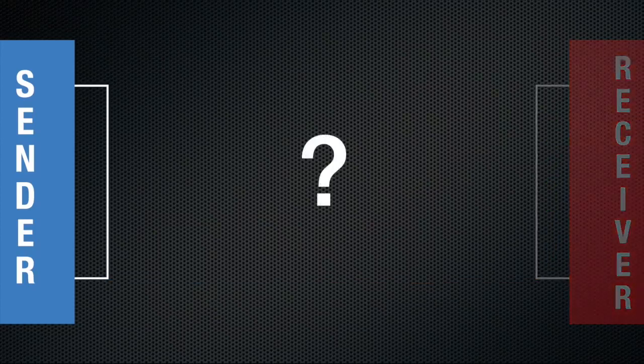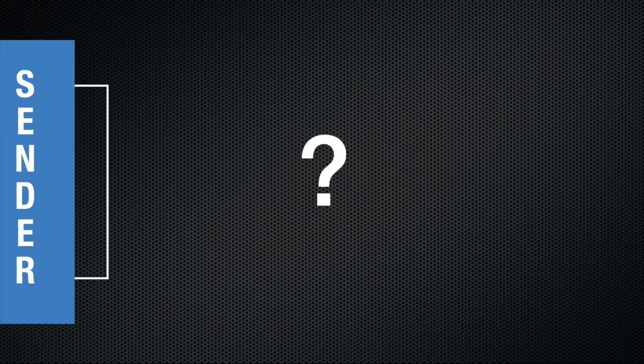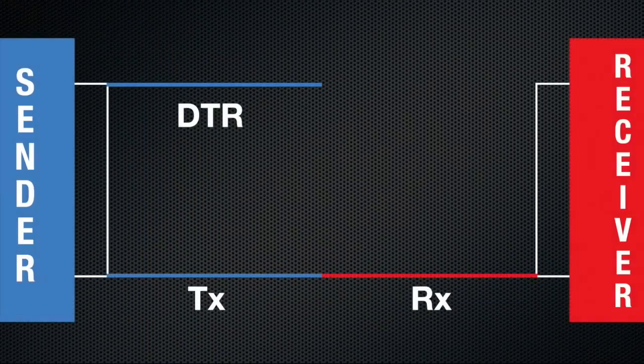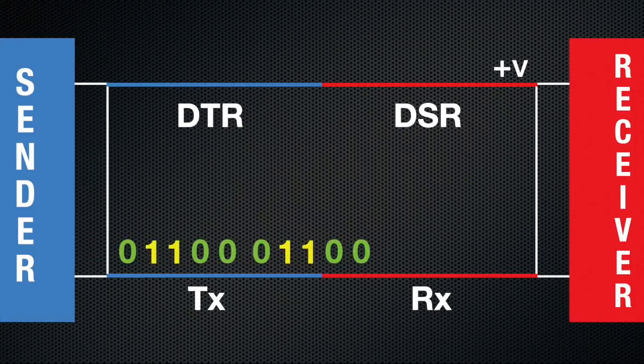What if, for example, the receiver is missing? In our simple case, the sender would continue to transmit the data to nowhere. So the RS-232 designers added a control wire, which tells the sender that the receiver is there. On the sender side, this wire is called the Data Terminal Ready, or DTR. On the receiver's end, this is called the Data Set Ready, or DSR. When these are connected and the proper voltage is set by the receiver, the sender knows the receiver is there, and once again, data can safely flow.